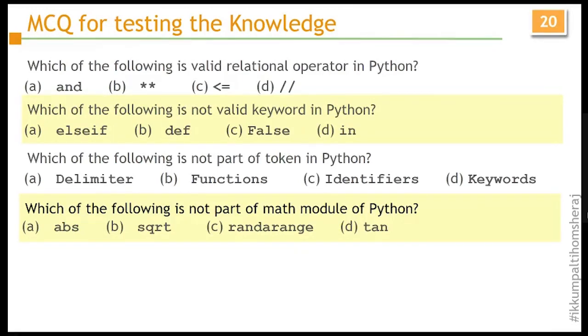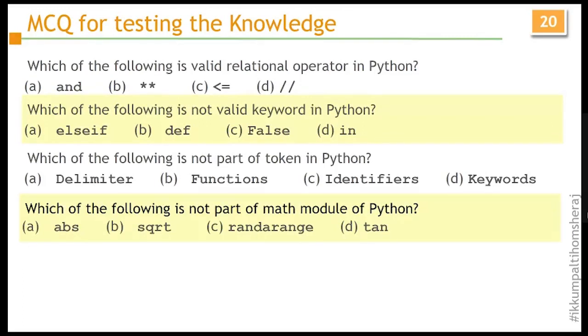For example, in the first one, you see which of the following is a valid relational operator in Python. If I put one of the options as a literal, or one as some identifier, or one as something other than an operator, then obviously it will be a clear-cut answer. So when I'm asking a question about relational operators, I'll try to put only operators here, and one of them will be a relational operator.